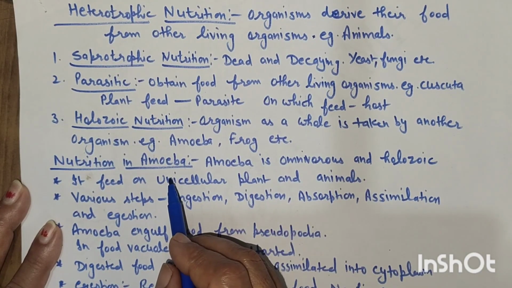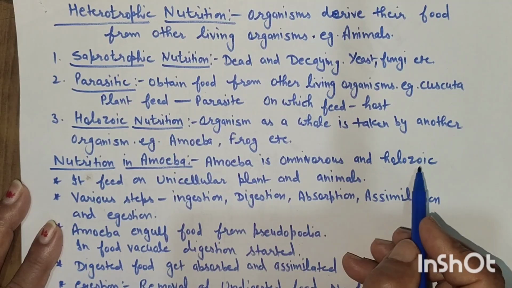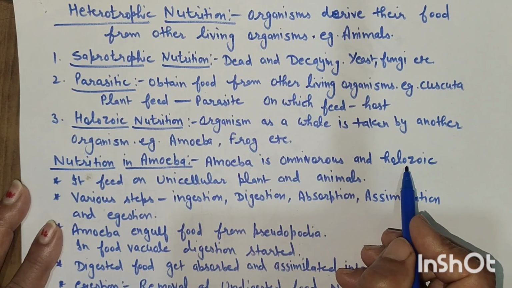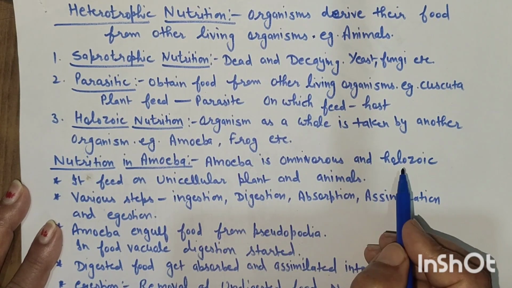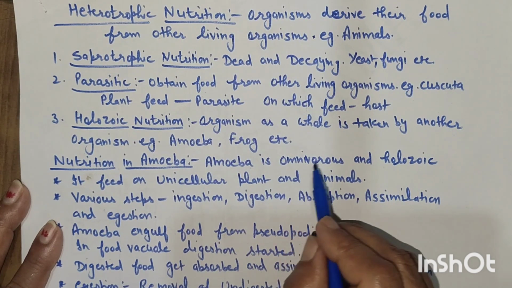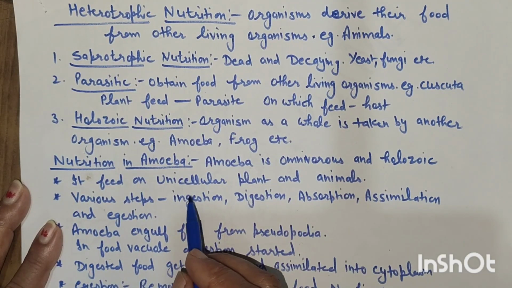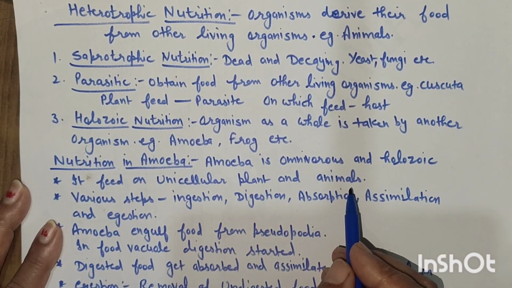Nutrition in amoeba. Amoeba is omnivorous and holozoic. It takes the complete animal inside the body, and this is the holozoic mode of nutrition. It is omnivorous; omnivores eat plants as well as animal products. It feeds on unicellular plants and animals.